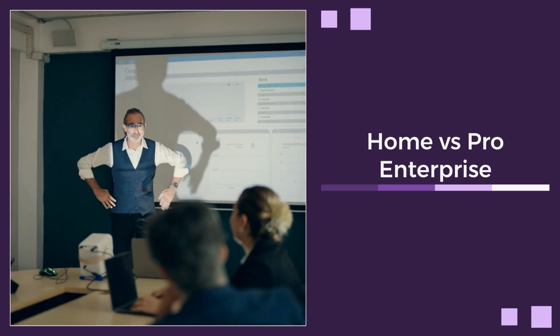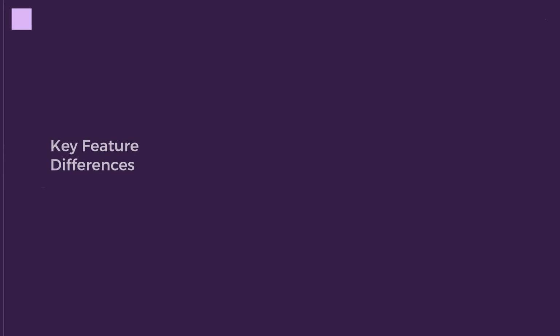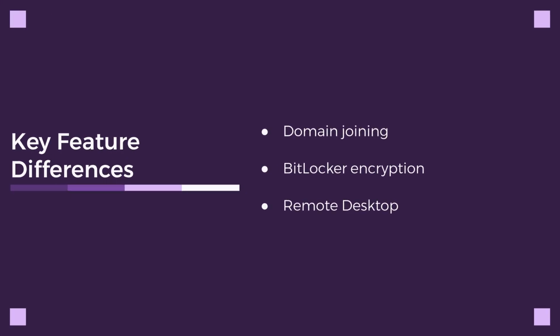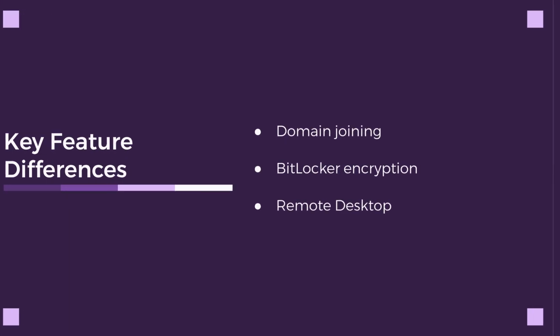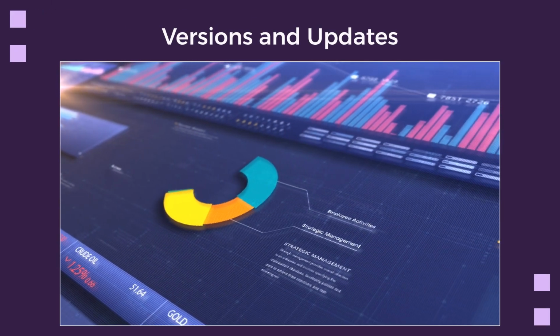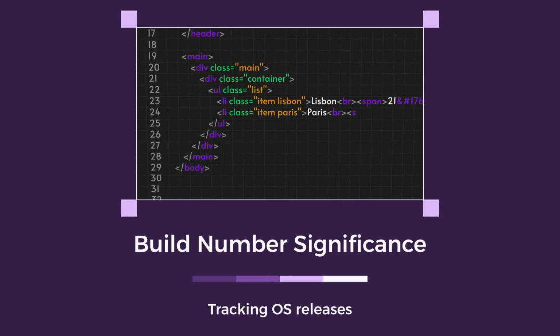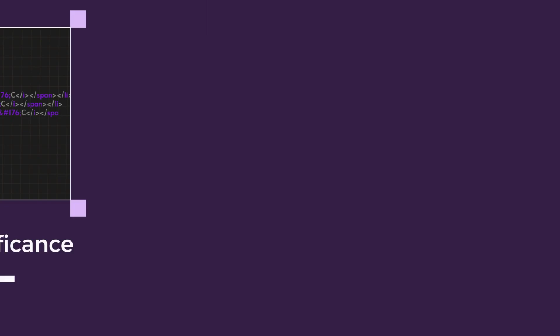Choosing the right Windows edition depends on your organization's security and management requirements. Professional and enterprise editions provide the tools necessary for corporate network integration. Staying current with version releases is vital for maintaining a modern security posture. Build numbers track specific development cycles, helping you identify targeted patch levels.